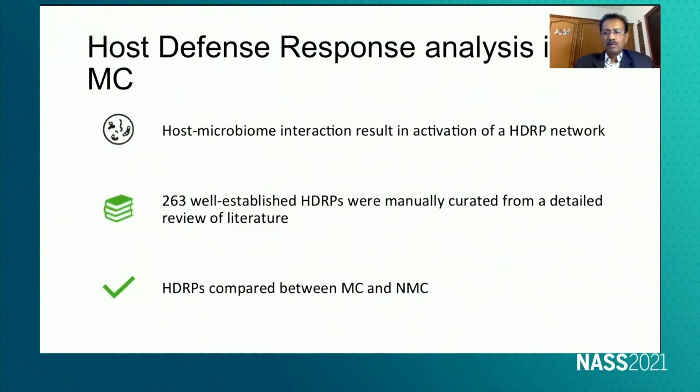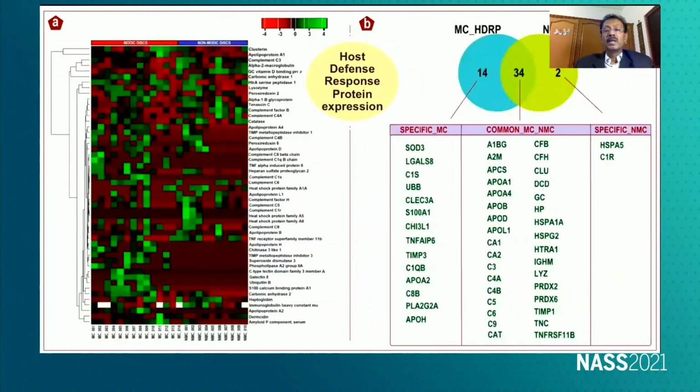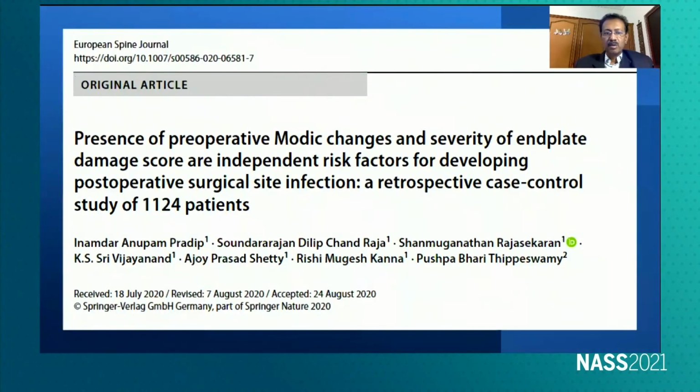Now, for the controversy of whether these bacteria are contamination or they are actually an infection, we wanted to look at host defense response proteins. We know that host defense response proteins are present in the tissue only when there is an established infection and not when there is a contamination. You will find here that there were 14 host defense response proteins which were uniquely present in the Modic change, but only 2 which were present uniquely in the non-Modic change, all of which increase the possibility that there is an infective process going on.